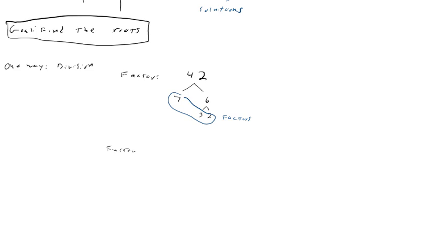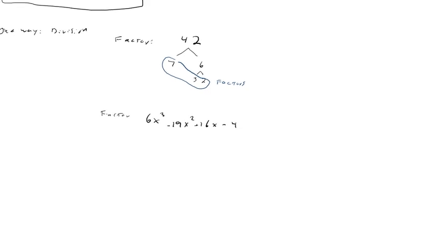Let's say I have an equation like 6x cubed minus 19x squared plus 16x minus 4. How do I break this apart into pieces? What do those pieces even look like?